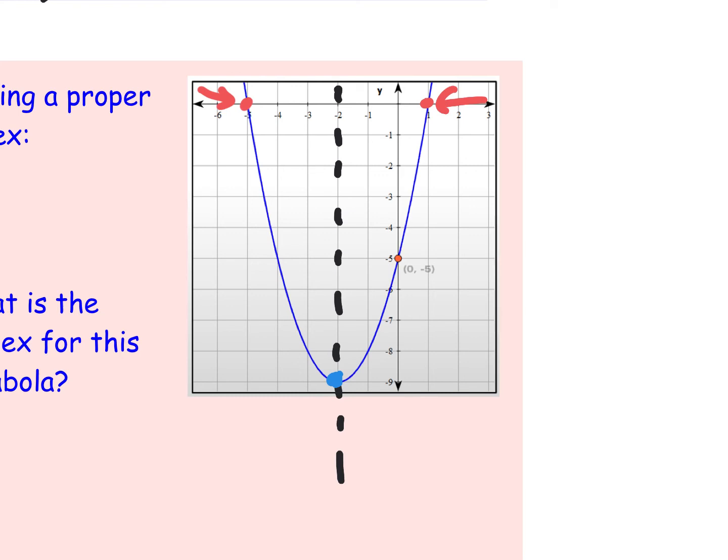Be prepared to be called upon in just a second. I'll pause for a second while you give it a try. Okay, here's the answer to the questions.